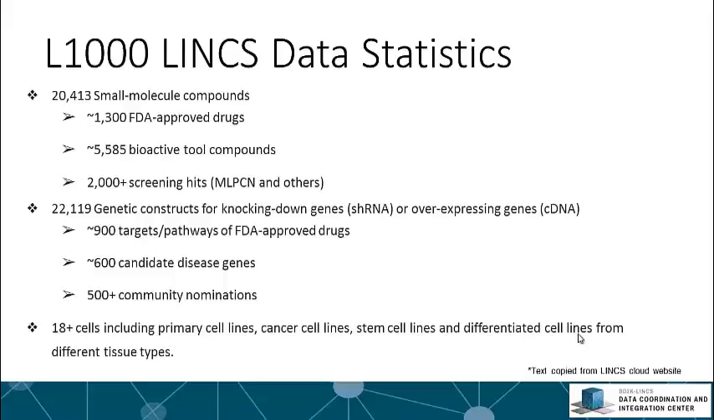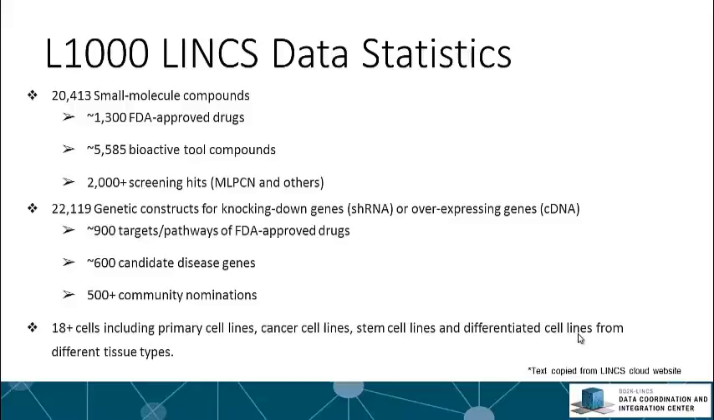So now let's see what perturbations and cell lines we have in the LINCS L1000 data. There are more than 20,000 small molecule compounds, in which there are 1,300 FDA-approved drugs, about 5,585 bioactive tool compounds, and more than 2,000 screen hits. There are also 22,000 genetic constructs for knocking down or overexpressing genes. They consist of 900 targets or pathways of FDA-approved drugs, 600 candidate disease genes, and more than 500 community nominations, which are the genes that are interesting to the biology community in general.